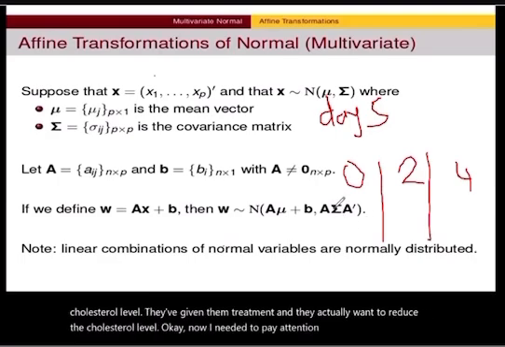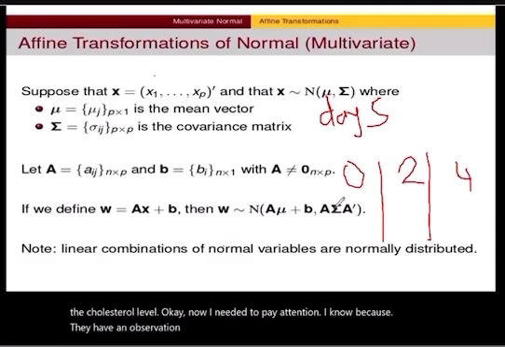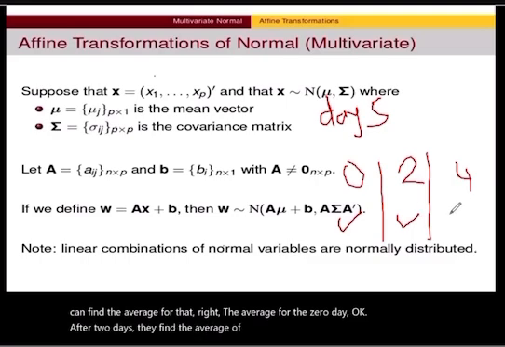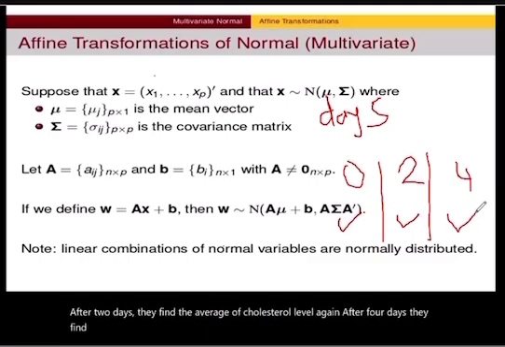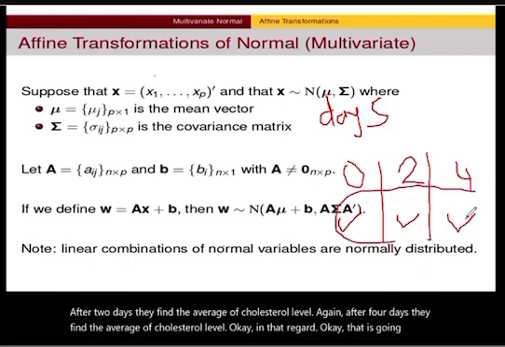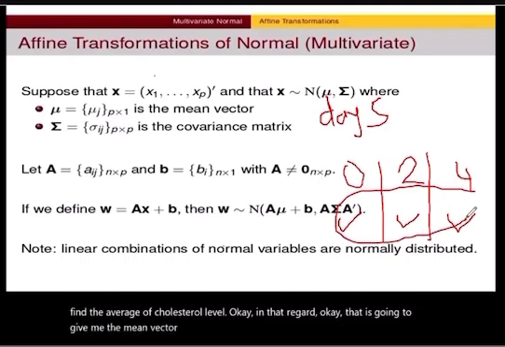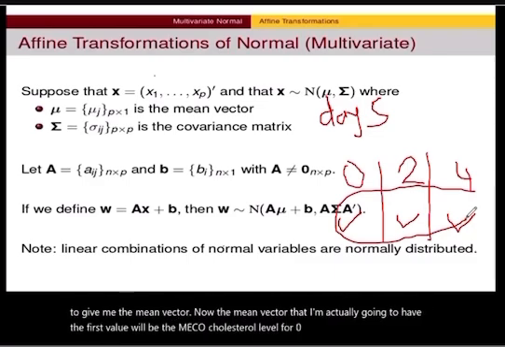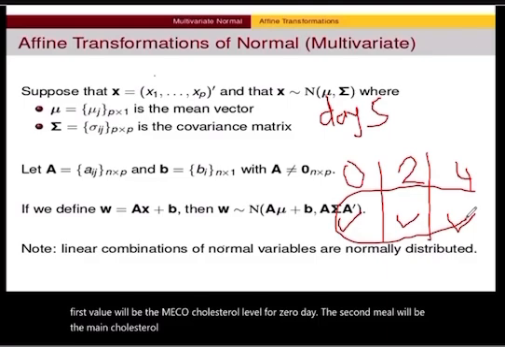Because we have n observations, like the number of patients, maybe 20, 50, whatever, we can find the average for that. The average for day 0. After 2 days, they find the average cholesterol level again. After 4 days, they find the average cholesterol level again. That is going to give me the mean vector. The first value will be the mean cholesterol level for day 0, the second will be the mean cholesterol level after 2 days, and the other one will be after 4 days.